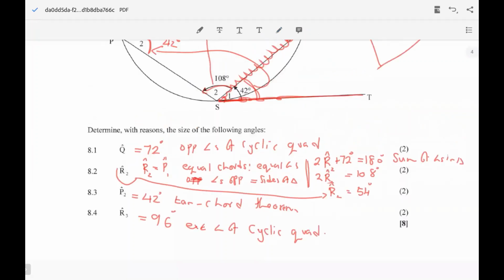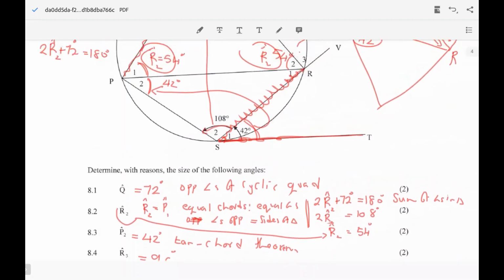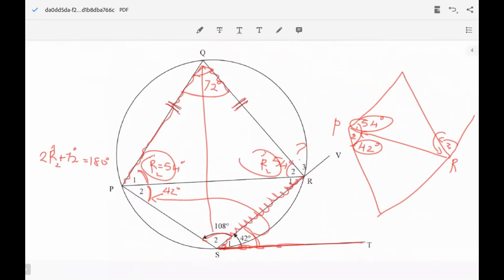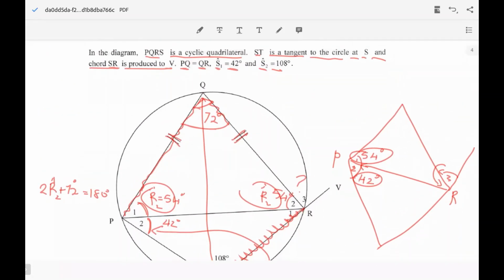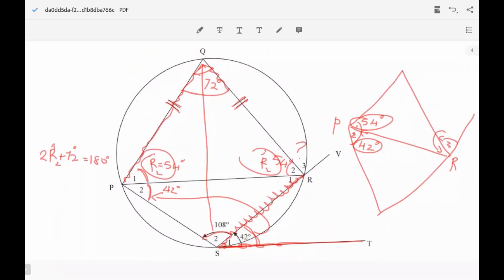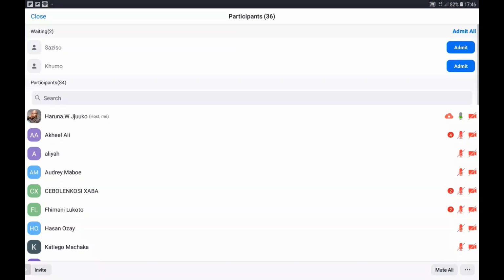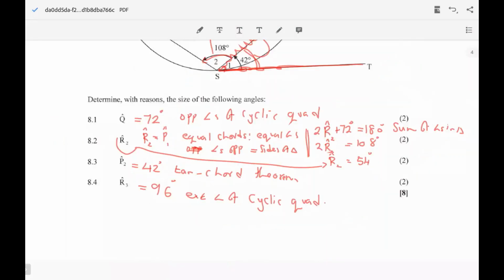So basically that's how you'd go about answering question 8 step by step. There are only two theorems here, the cyclic quadrilateral theorem and the tan chord theorem, and of course the corollaries of the cyclic quadrilateral, and also the equal chords, equal angles theorem. So move on to our next question.